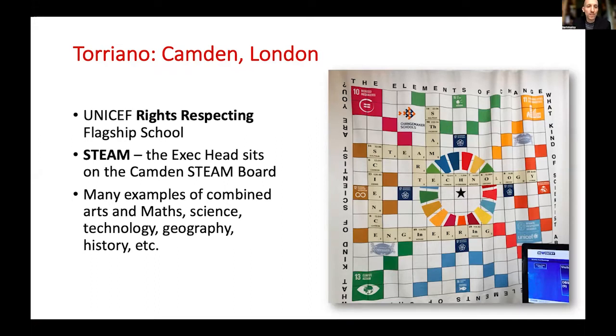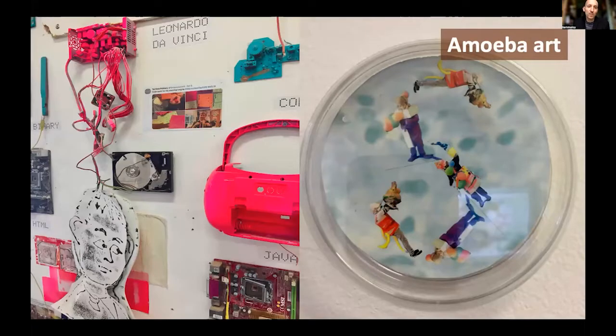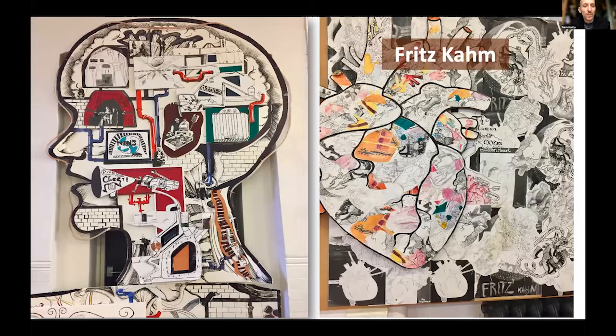So the exec head sits on the Camden STEAM board, and they have many examples of where they combine arts and maths, science and technology, arts threaded through everything. These are just some examples where they've used science and art. On the right is a piece of amoeba art. So these are in Petri dishes. And again on the right, this is Leonardo da Vinci, where they've used art. Obviously, there's more background work that they're doing about Leonardo da Vinci.